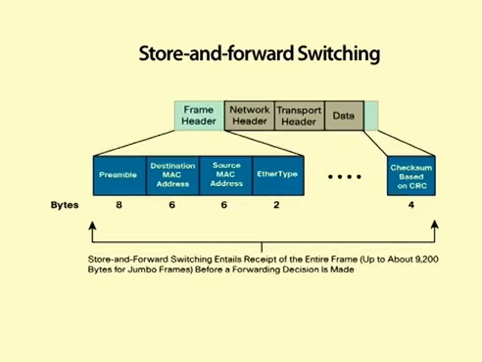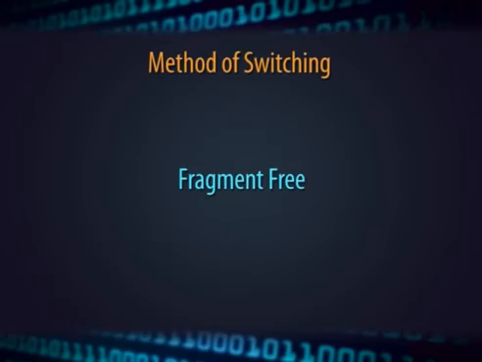Store and forward. Unlike cut through, in a store and forward switching environment, the entire packet is received and error checked before being forwarded. The upside of this method is that errors are not propagated through the network. The downside is that the error checking process takes a relatively long time, and store and forward switching is considerably slower as a result.